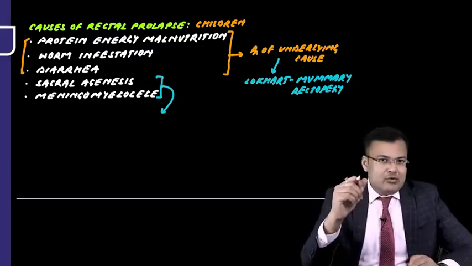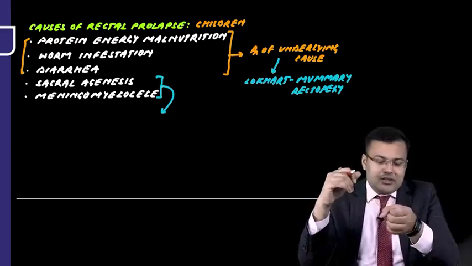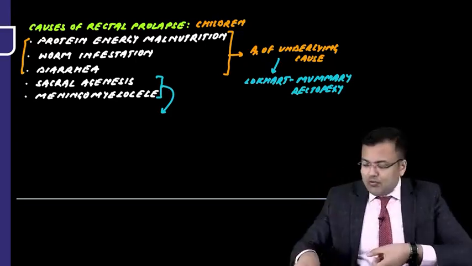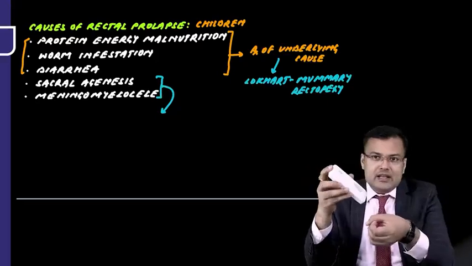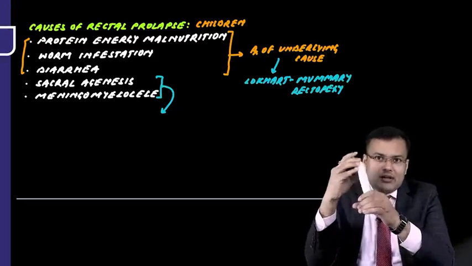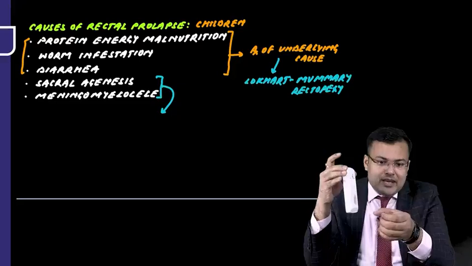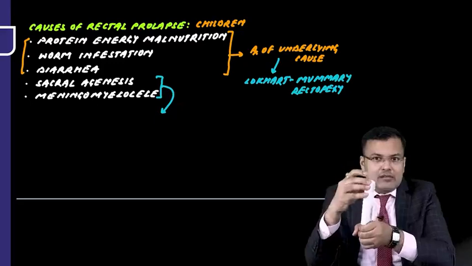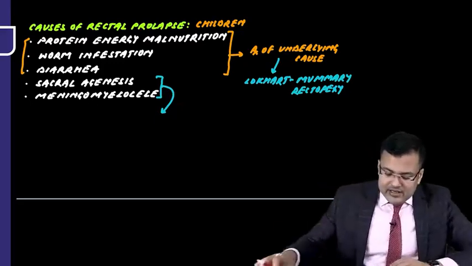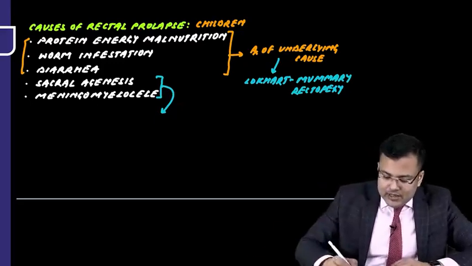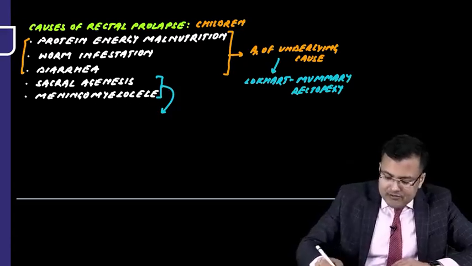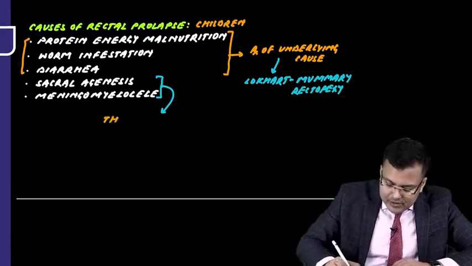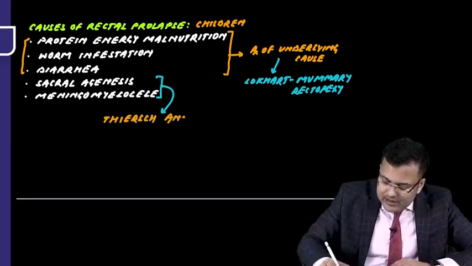In such cases, we are going to perform Thiersch anal wiring. So in Thiersch anal wiring, what's done? Suppose this is the rectum, this is the anal canal. Rectum is coming out, clear? So what you do, you perform anal encirclement. If you perform anal encirclement, now it will not come out. So for sacral agenesis and meningomyelocele, we perform Thiersch anal wiring, and it's a type of anal encirclement.